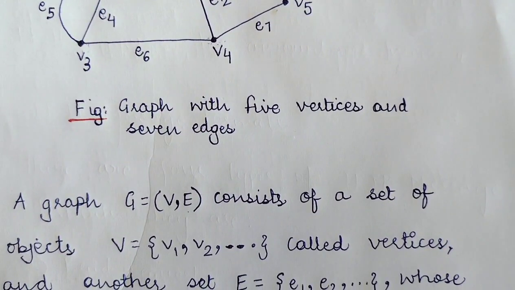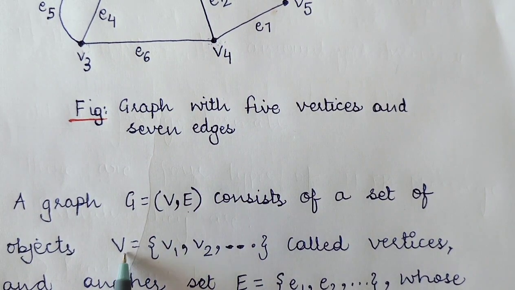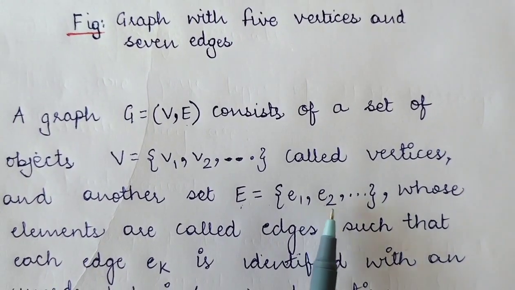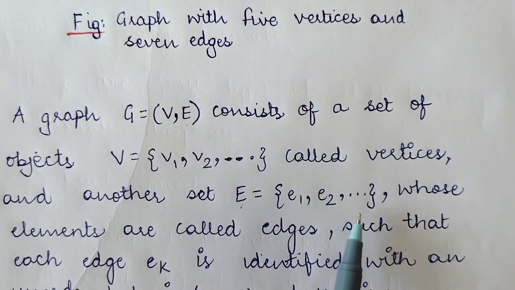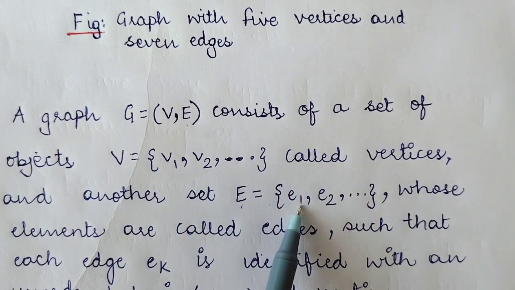If I give you a mathematical definition, a graph represented by G is a set of objects V and E, where V is the set of vertices V1, V2 and so on, and E is the set of edges E1, E2 and so on. The elements of V are called vertices and the elements of E are called edges.